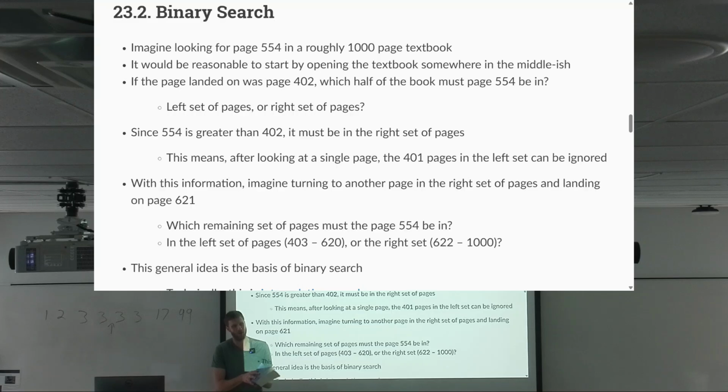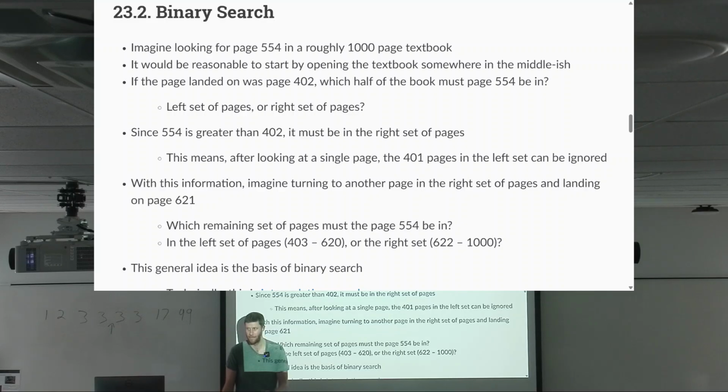Obviously, I found the page 700 a lot faster that way than I would have if I kept going like this, one at a time. Why though? Obviously we know that it would work, but why? And the reason why is because every time in the linear search, every time I look at something and it's not what I'm looking for, how many things did I eliminate from my search? One. I could turn the page.